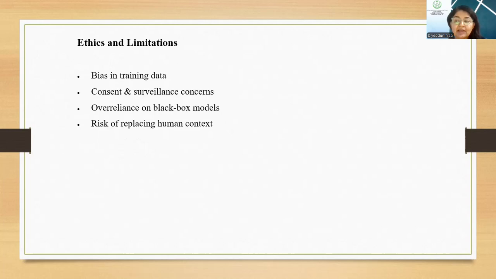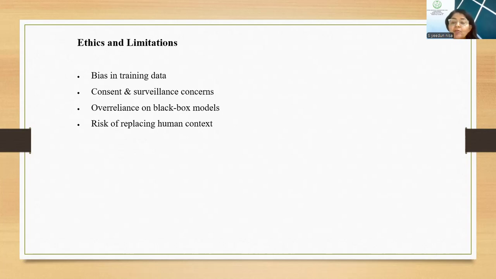So ethics and limitations are both there in AI, because there can be bias in training data. We need consent of the people whose data we are sharing or using. Surveillance concerns are there, and over reliance on black box models. We generally over rely on this because earlier we used to do everything manually, but now we know that it is available, so we'll use it as it is. There is also a risk of replacing human context. So that is a limitation of this, and ethical issues are also involved here.